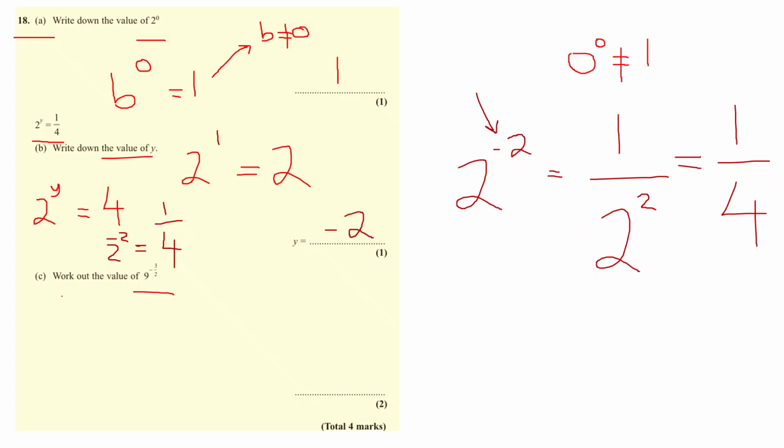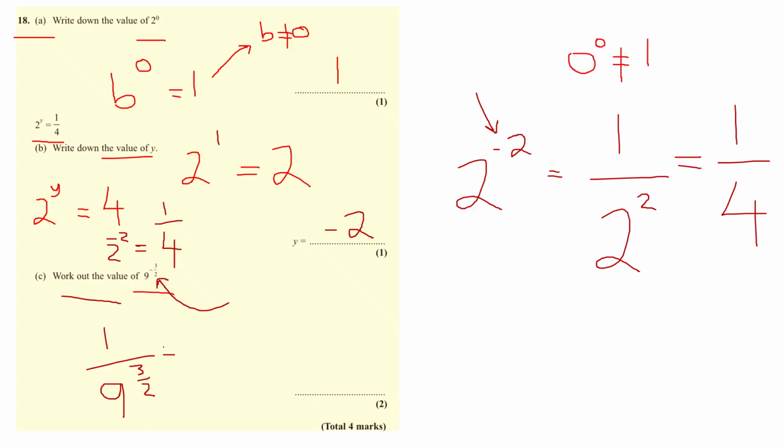Finally, work out the value of 9 to the power of minus 3 halves, or minus 3 over 2. So I've got a negative and fractional power. So let's deal with the negative first. The negative makes it 1 over, or in case of a fraction, it flips it. So the reciprocal of 9 is 1 over 9, so I have 1/9 to the power of 3 over 2. So the power stays with the 9.